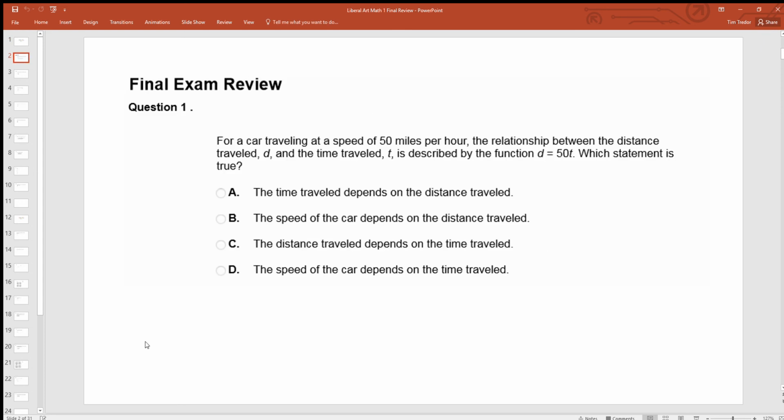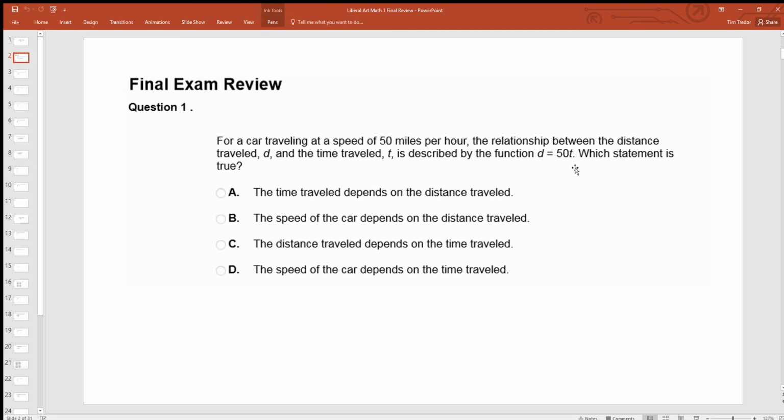All right, question number 1. For a car traveling at a speed of 50 miles per hour, the relationship between the distance traveled d and the time traveled t is described by the function d equals 50t. Which statement is true? Statement A says the time traveled depends on the distance traveled. B says the speed of the car depends on the distance traveled. C says the distance traveled depends on the time traveled. And D says the speed of the car depends on the time traveled.